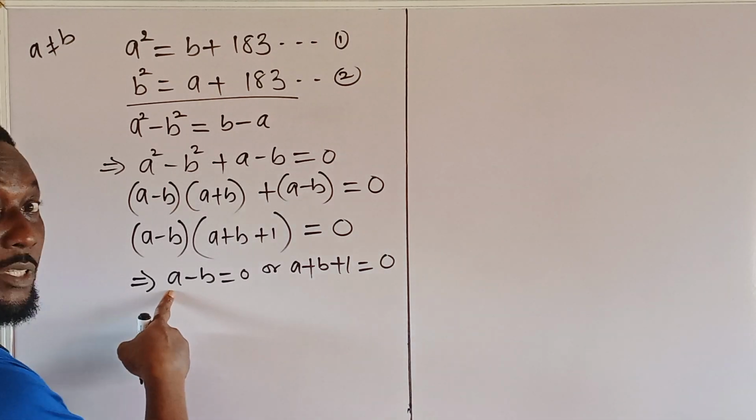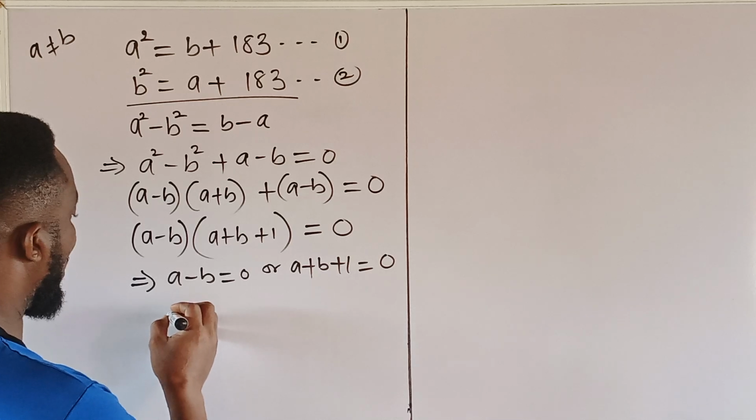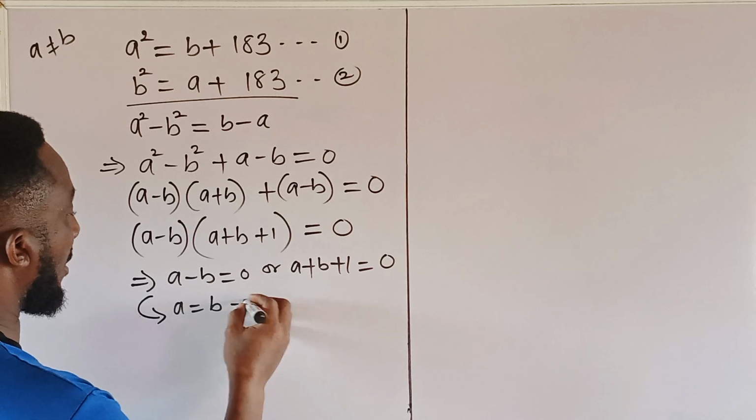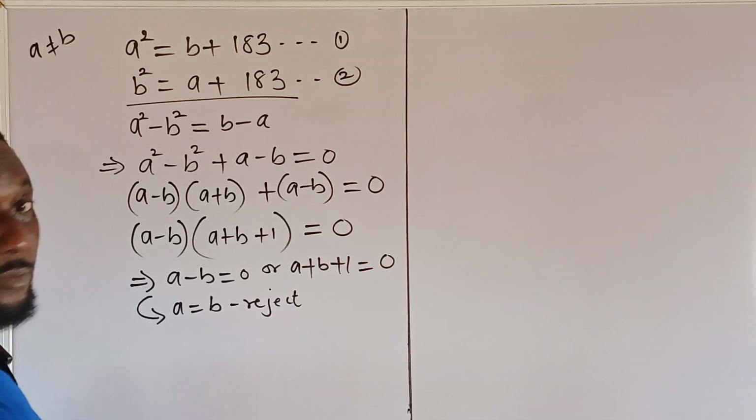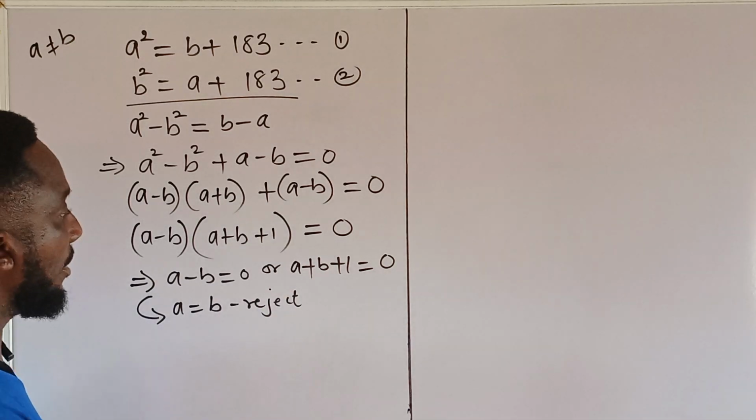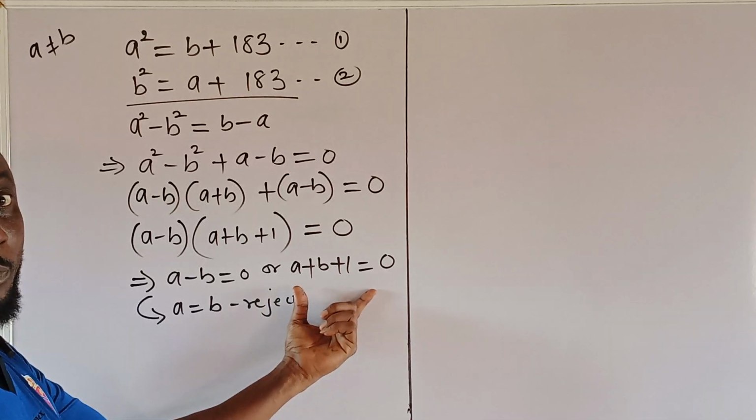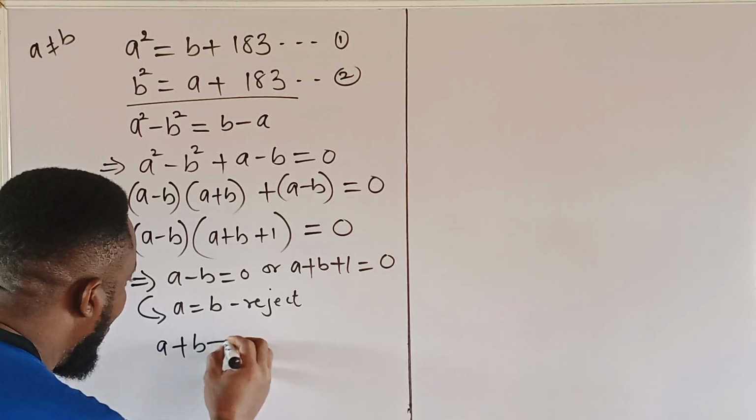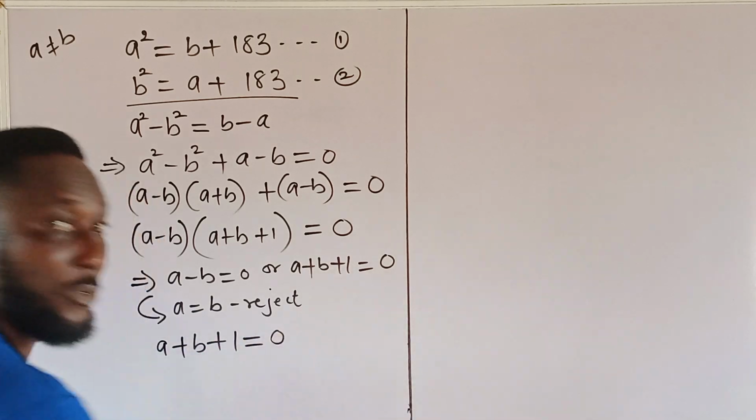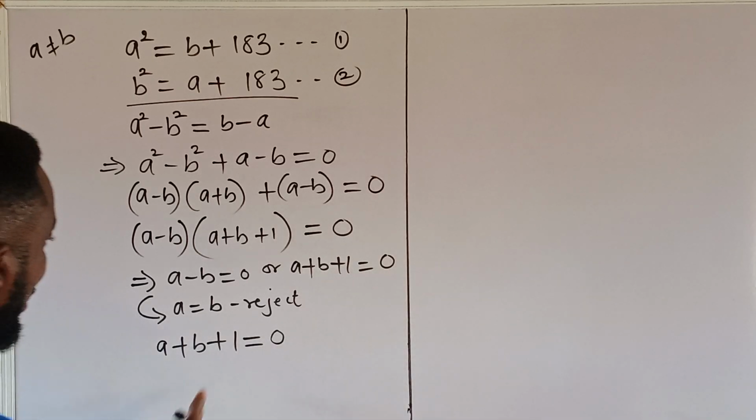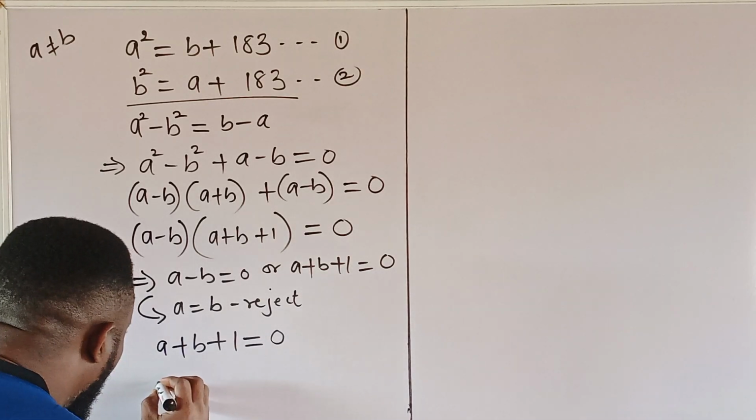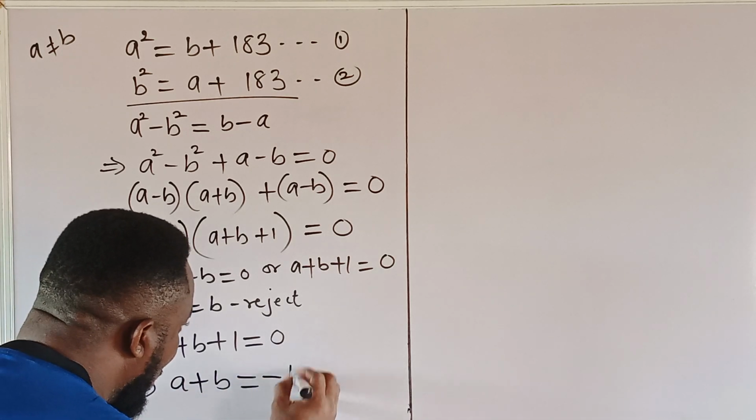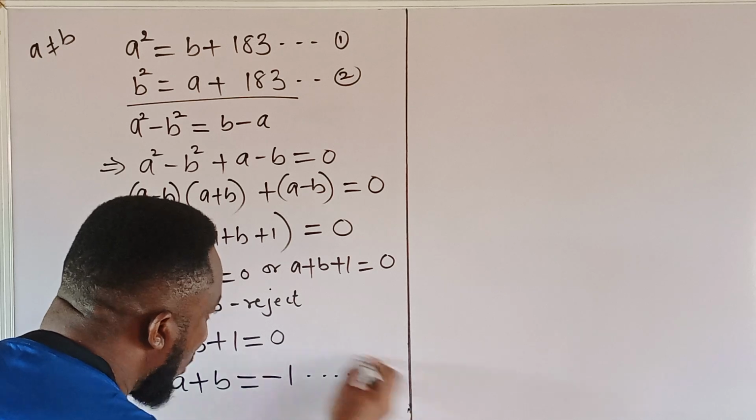Now, if A minus B is equal to 0, that means that A is equal to B. So we are going to reject this solution. Then we are left with A plus B plus 1 equal to 0. If I take 1 to the other side, then I have A plus B equal to negative 1. I will call this one our equation 3.